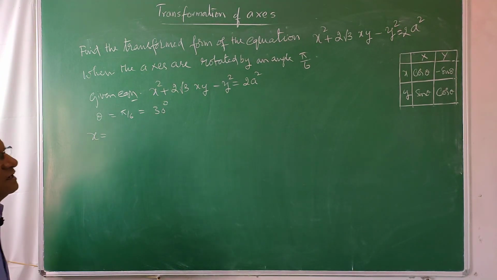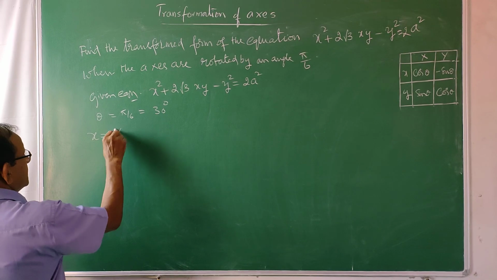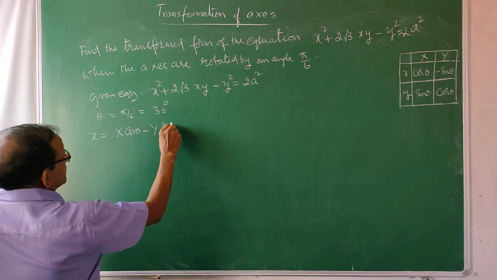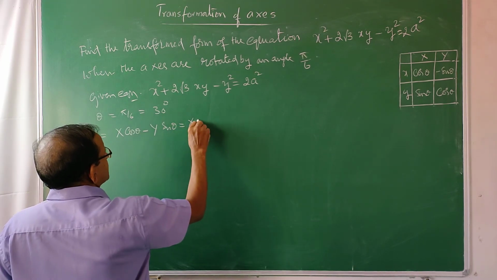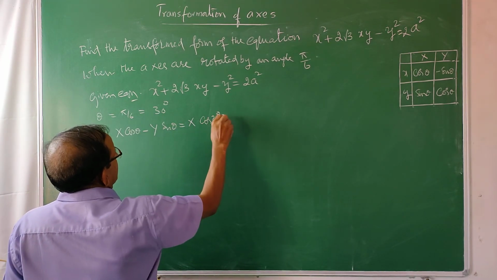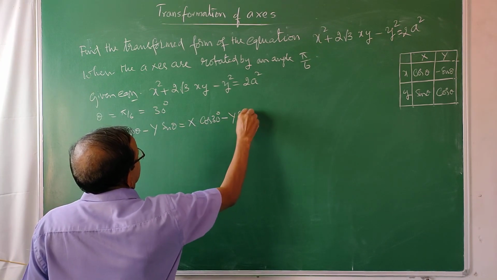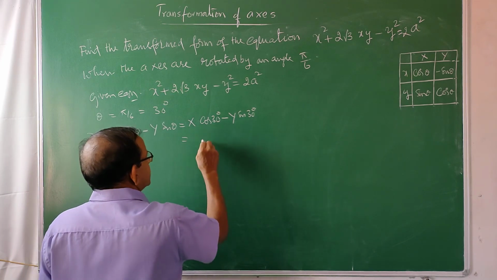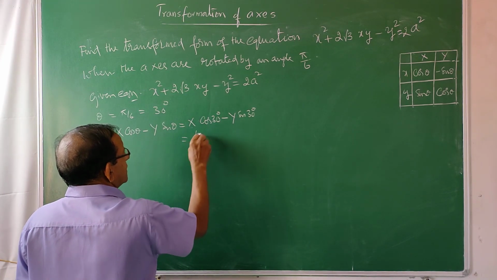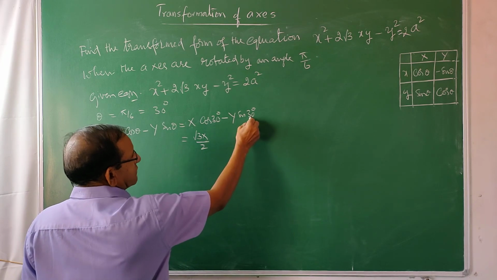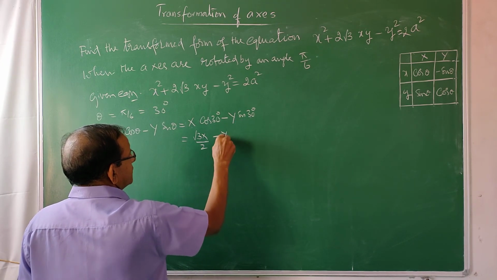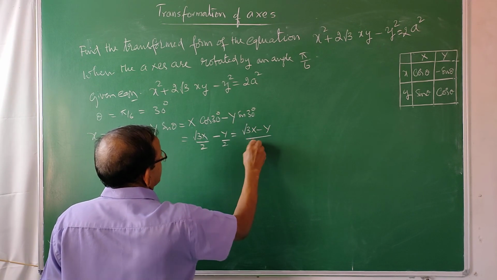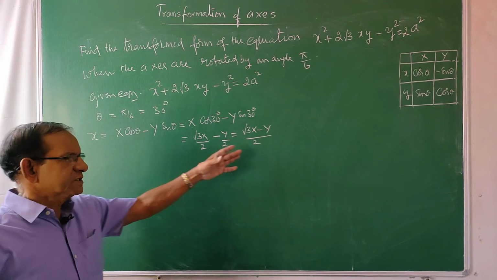x = X cos theta minus Y sin theta, so big X cos theta minus big Y sin theta equals x into cos 30 minus big Y into sin 30 degrees. Cos 30 is root 3 by 2, so root 3x by 2. Sin 30 is 1 by 2, so y by 2. That means root 3x minus y by 2. For small x, I have to substitute this value.